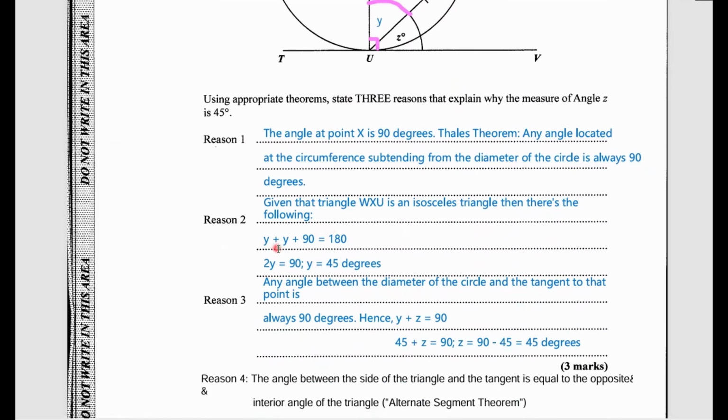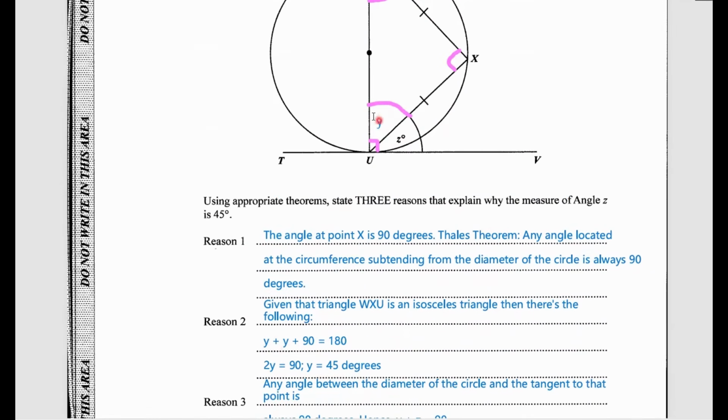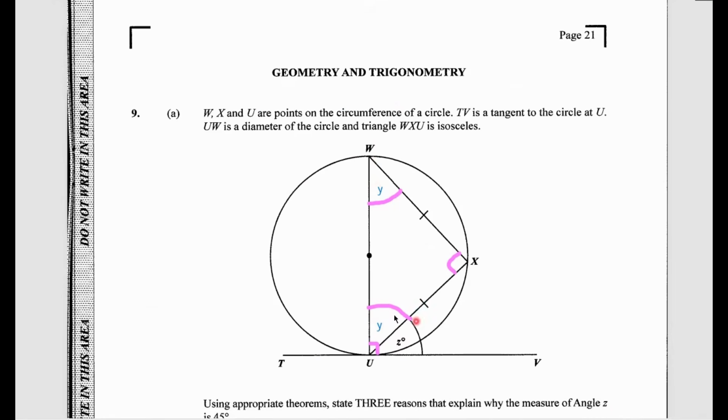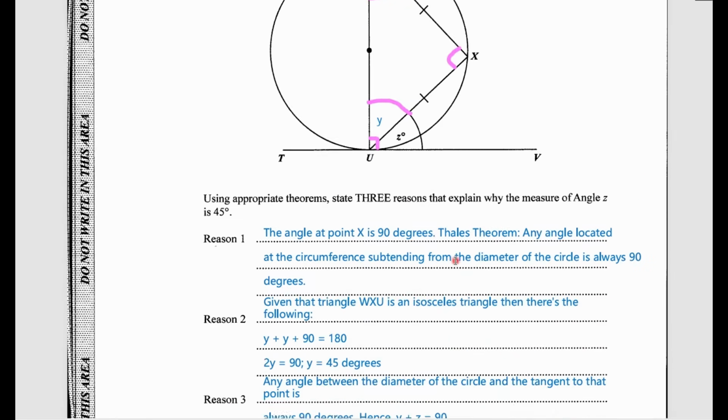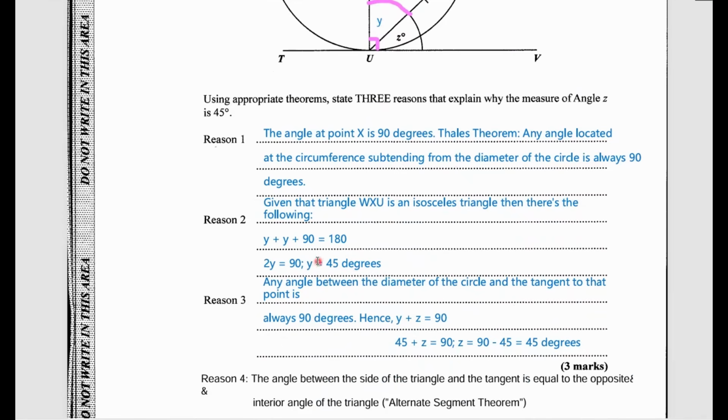Given that this is 90 and the triangle is isosceles, what do we know? I'm calling this angle Y here, and this angle here, and they will both be equal because of isosceles. Y plus Y plus 90 gives 180 degrees. So 2Y is 90, because 180 minus 90 is 90. Our Y will be 90 over 2, which is 45 degrees.